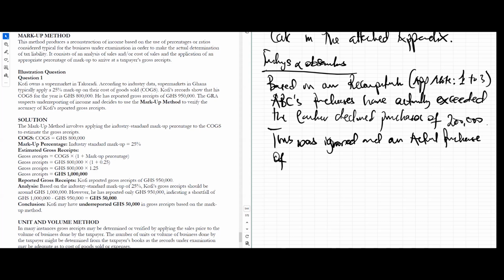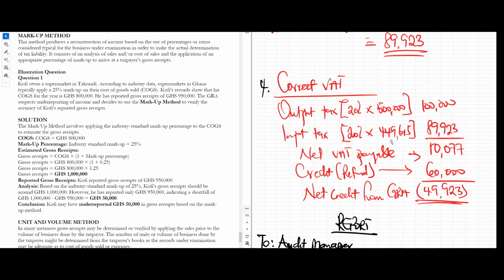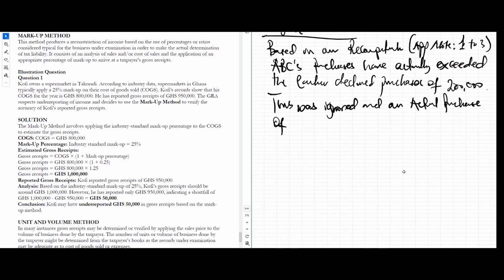It was 449. The new purchases. It was 449,615, right? So the new actual purchase of 449,615, based on our computation, was used, right? Then the next heading can be what? Corrected VAT. Are you getting it?